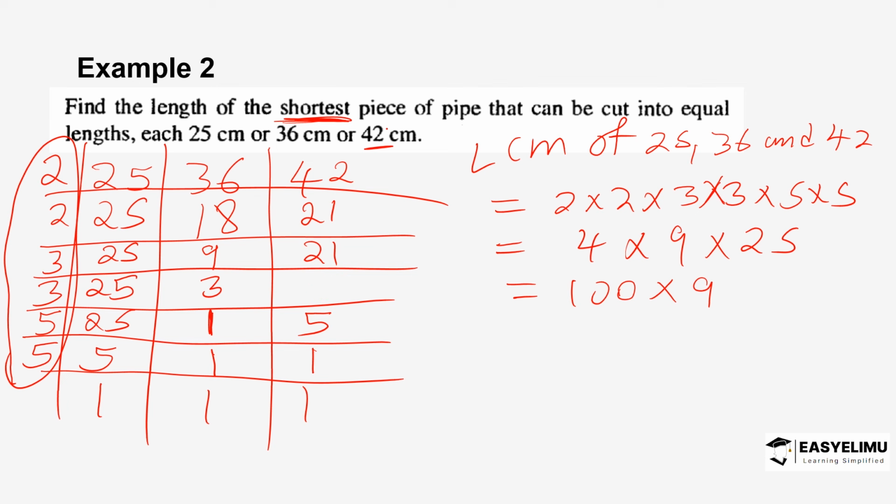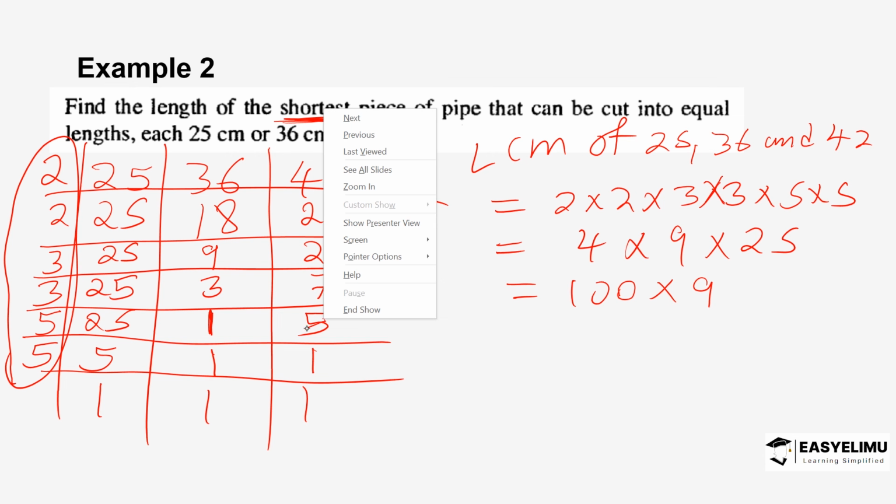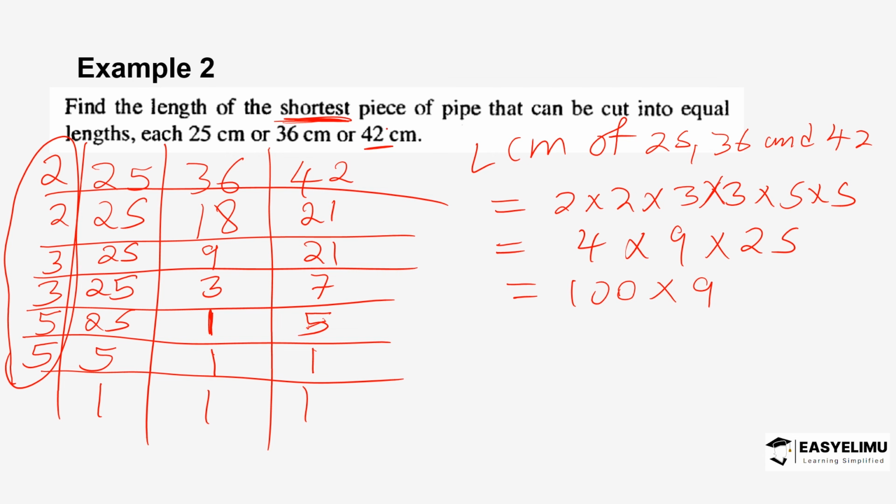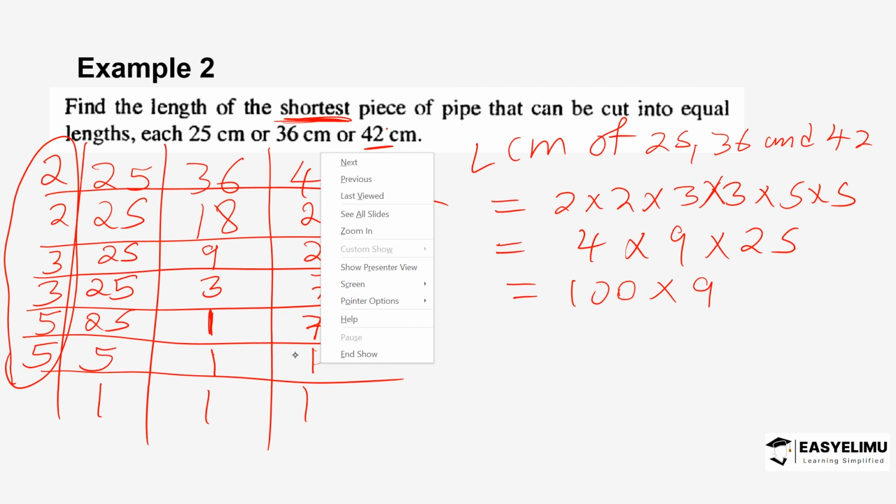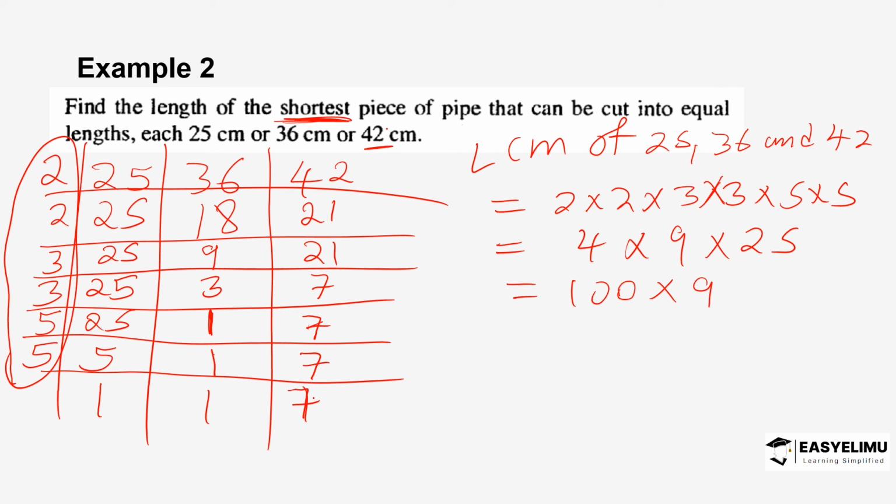And 21 divided by 3 is 7. And of course now 7 is not divisible by 3, so you transfer 7 down here. Again, 7 is not divisible by 5.